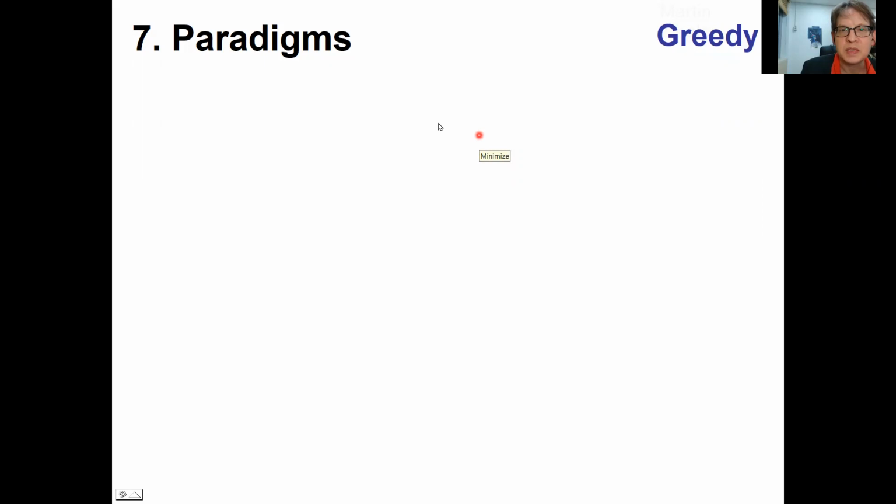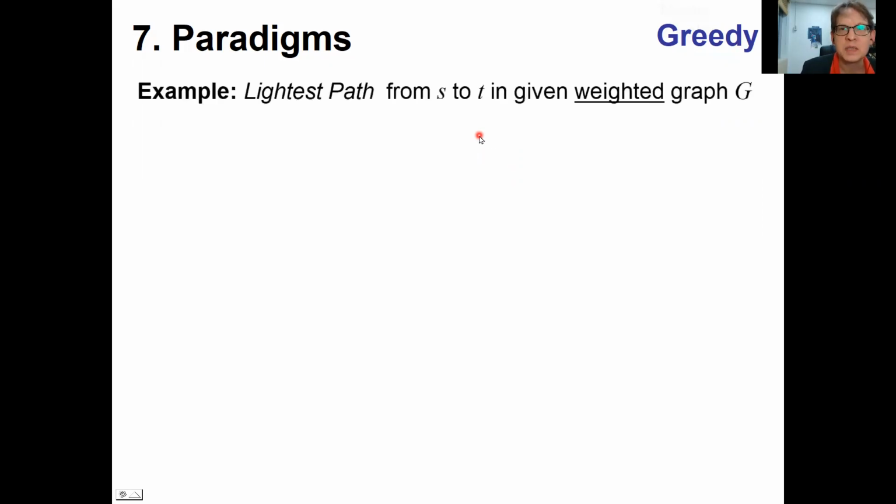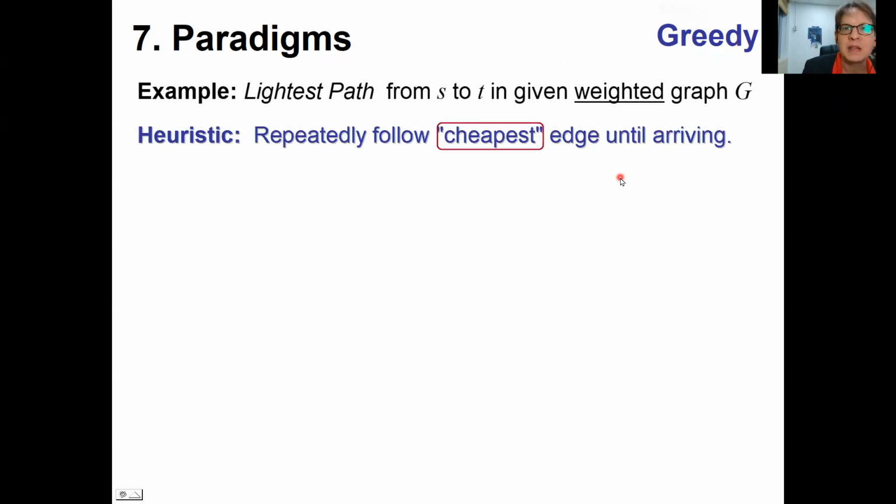Greedy algorithms is our third paradigm. In greedy algorithms, we also consider, let's say, some examples, namely the lightest path problem in a given weighted graph.